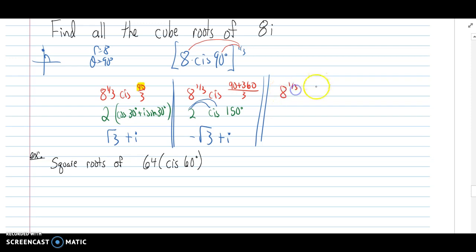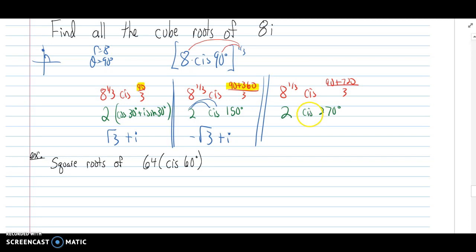Once again, we're going to have 8 to the 1/3 cis of 90 plus. So we're going to take this answer, add another 360 onto it. It'll be 90 plus 720, and divide that by 3. 8 to the 1/3 is still 2. 90 plus 720 is 810. 810 divided by 3 is 270 degrees.